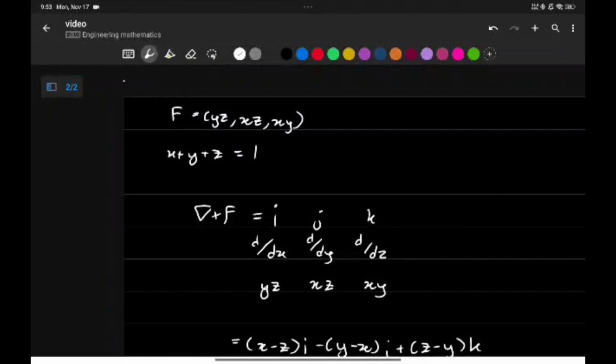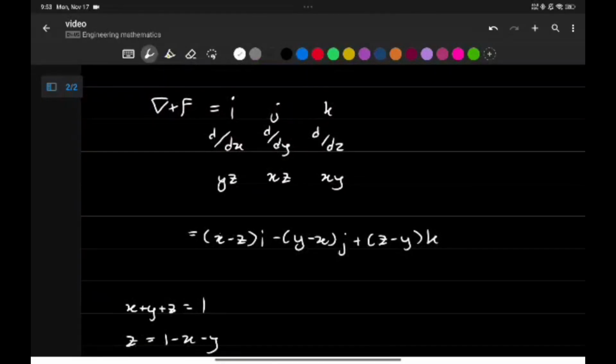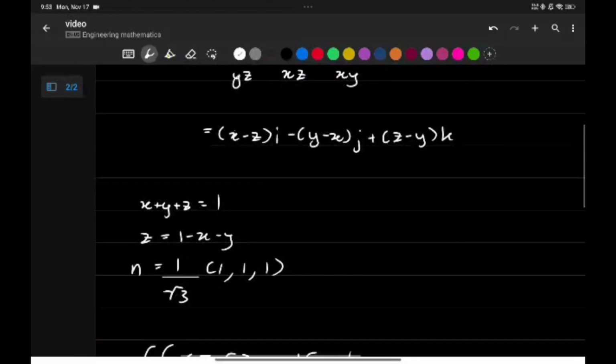Now, let's try a slightly more challenging example. Let F equal (yz, xz, xy), and let S be the portion of the plane x plus y plus z equals 1 above the xy plane, bounded by the coordinate axes. First, we compute del cross F, which gives (x − z)i minus (y − x)j plus (z − y)k.